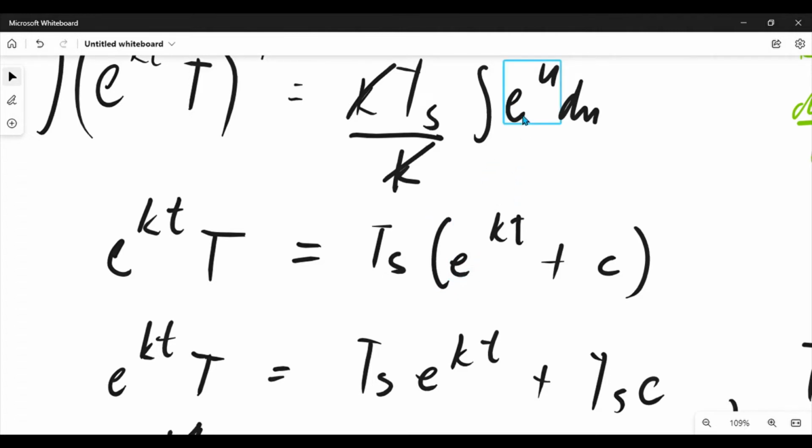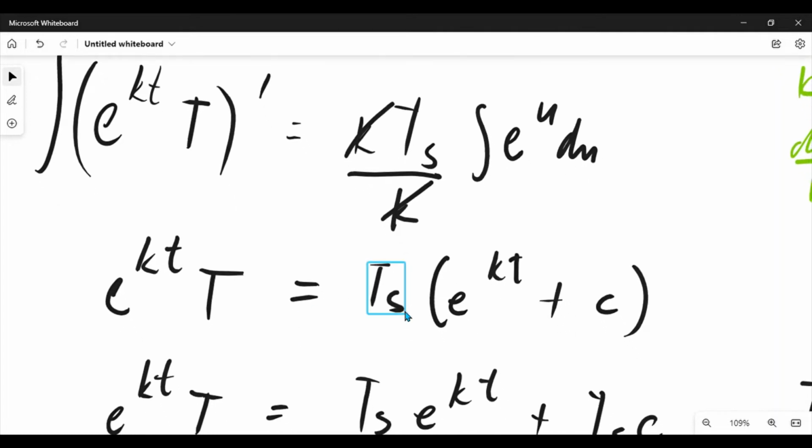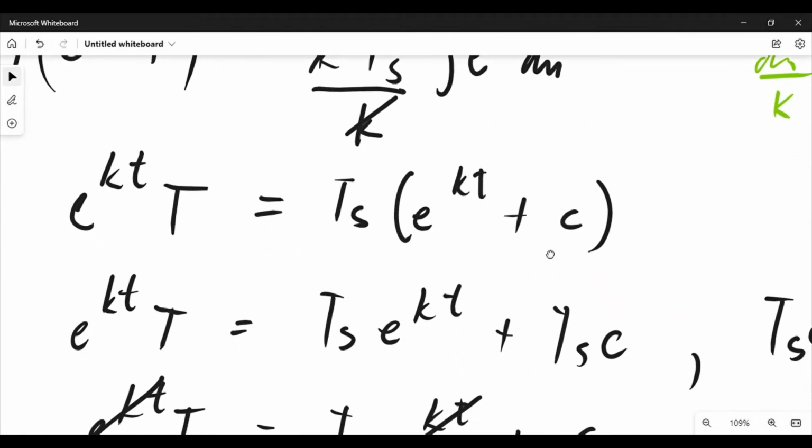So the integral of e raised to u du is e raised to u plus c. But we replace your u with the original expression kt. So we have here, since the integral of the derivative of the product of e raised to kt times the temperature T is equal to e raised to kt times capital letter T, this is equal to your T sub s, because your k is being cancelled out, times the quantity of e raised to kt plus c.